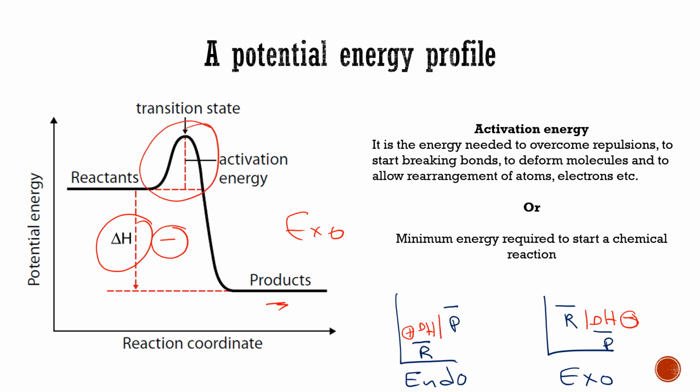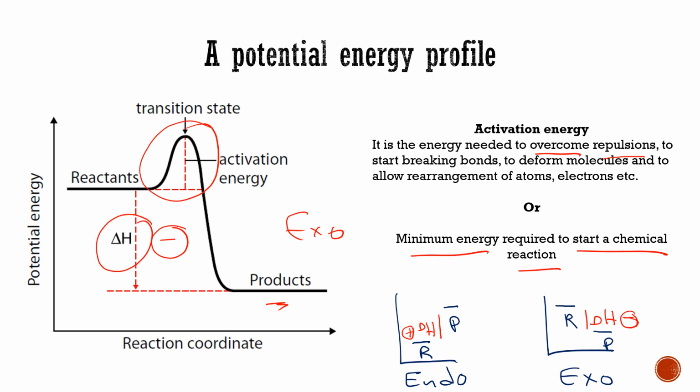We have something extra here, which represents the activation energy, the minimum energy that should be supplied to the reactants to allow them to react. What is the activation energy again? It is the minimum energy required to start a chemical reaction. Why does this energy need to be supplied to the reactants? To overcome the repulsion caused by the electron cloud surrounding the reactants.